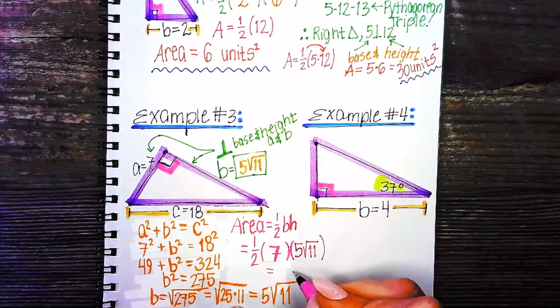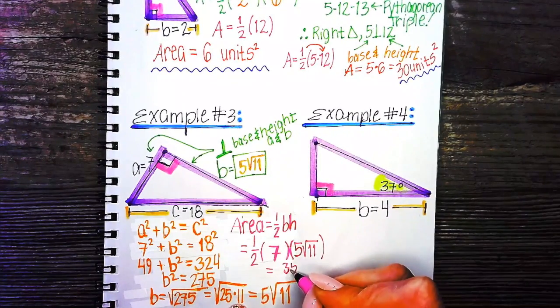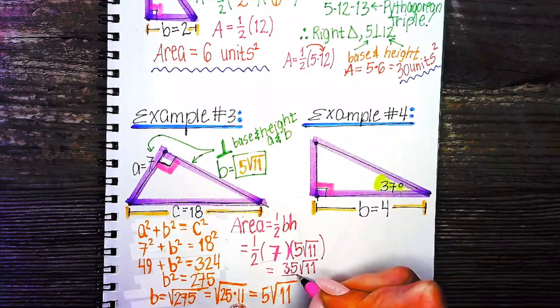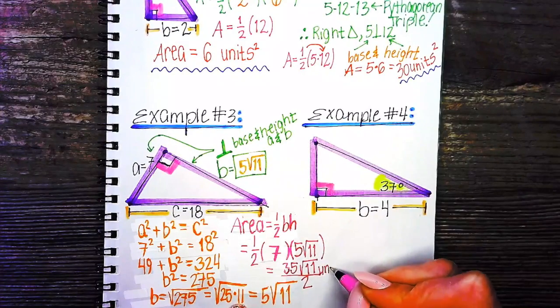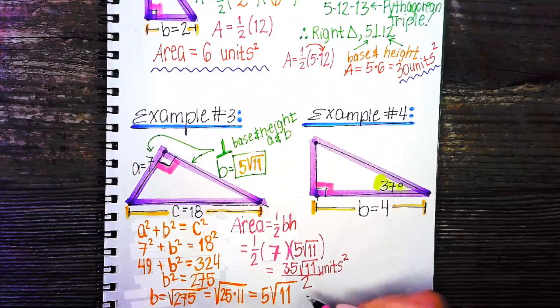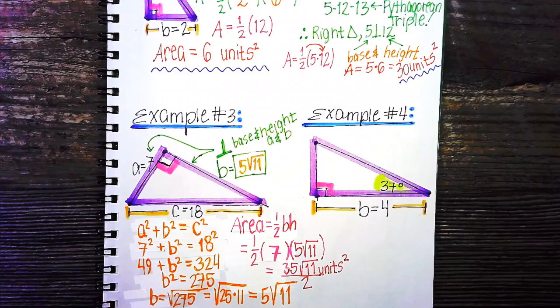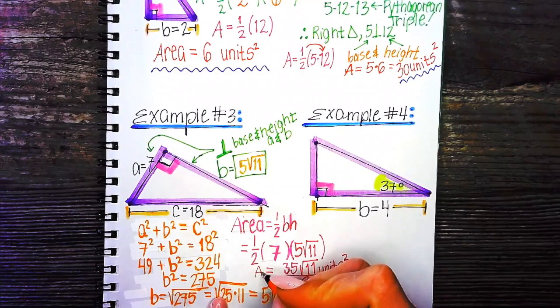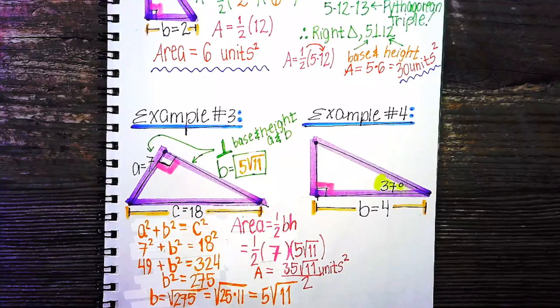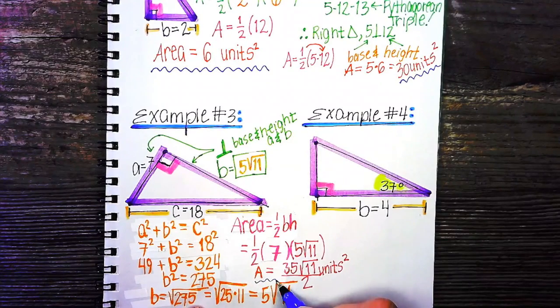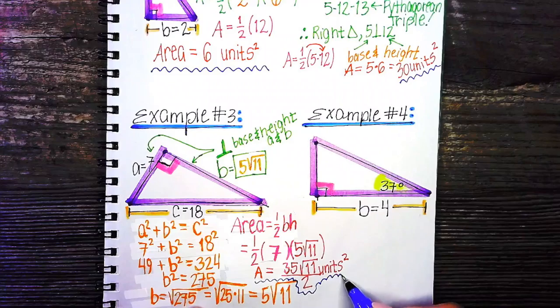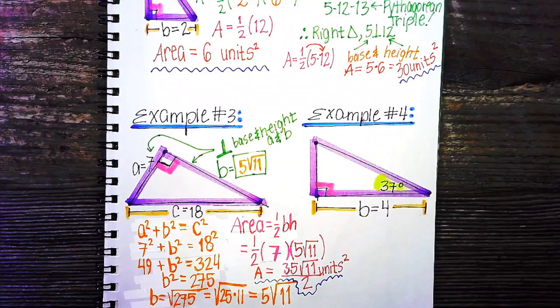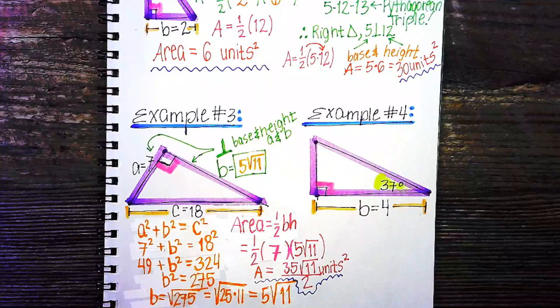They are interchangeable. Area equals 1/2 base times height, or 7 times 5 radical 11. 7 times 5 is 35, and radical 11 sits right next to it. 1/2 times 35 radical 11, or 35 radical 11 over 2 units squared, is the area of this triangle. Let's look at example 4 next.